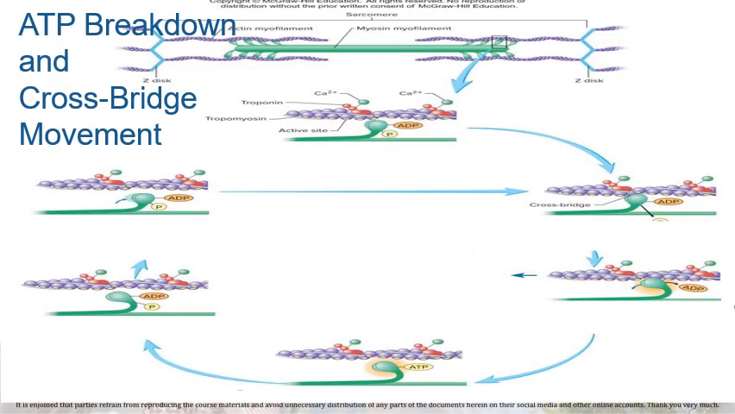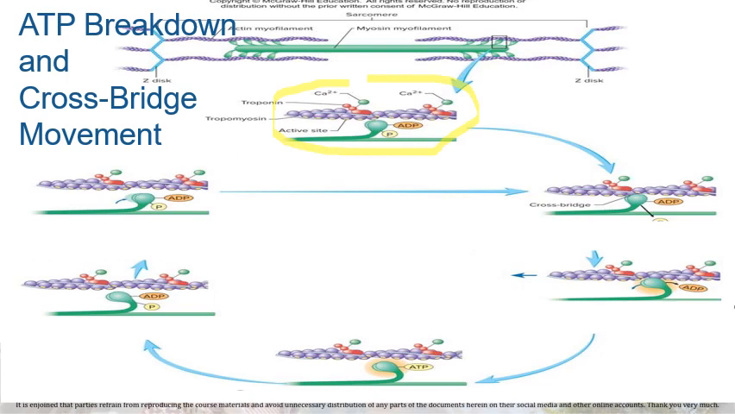Now we are going to talk about ATP breakdown and cross-bridge movement. Energy for muscle contraction is supplied by ATP. Energy is released as ATP is broken down into ADP plus phosphate. ATP is stored in the myosin heads, and ATP helps in cross-bridge formation between myosin and actin. New ATP must bind to myosin before the cross-bridge is released.